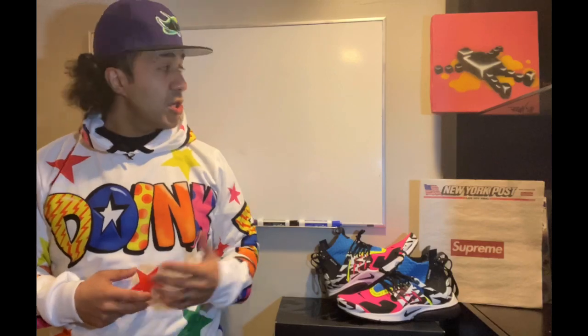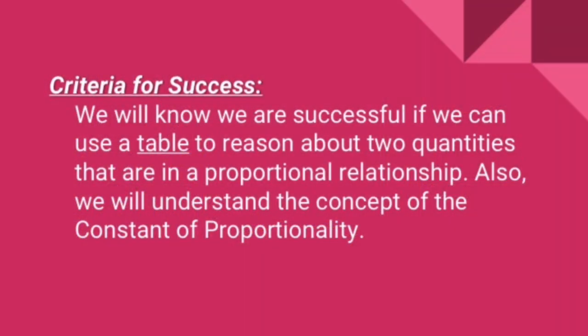Welcome back to the Mr. Donut's Awesome Math Network. Today we are continuing our work on proportional relationships. So before we get started, let's review our criteria for success. Today's criteria for success: we will know we are successful if we can use a table to reason about two quantities that are in a proportional relationship. Also, we will understand the concept of the constant of proportionality.